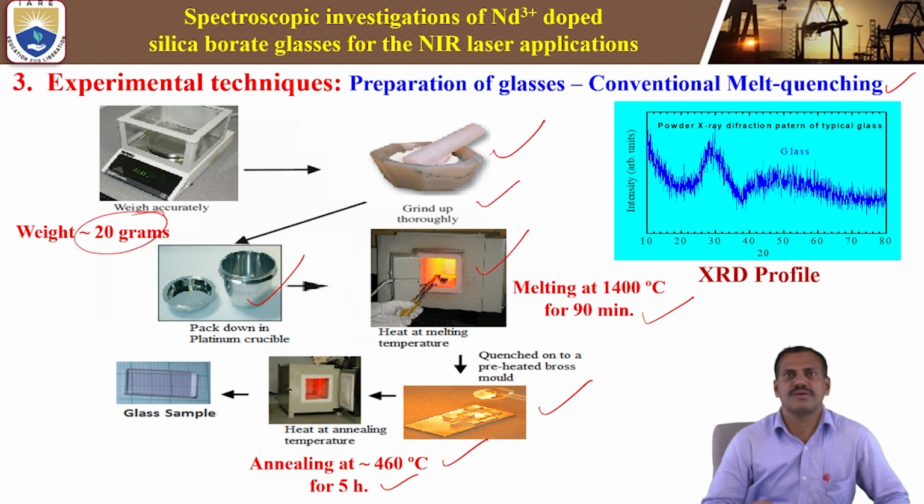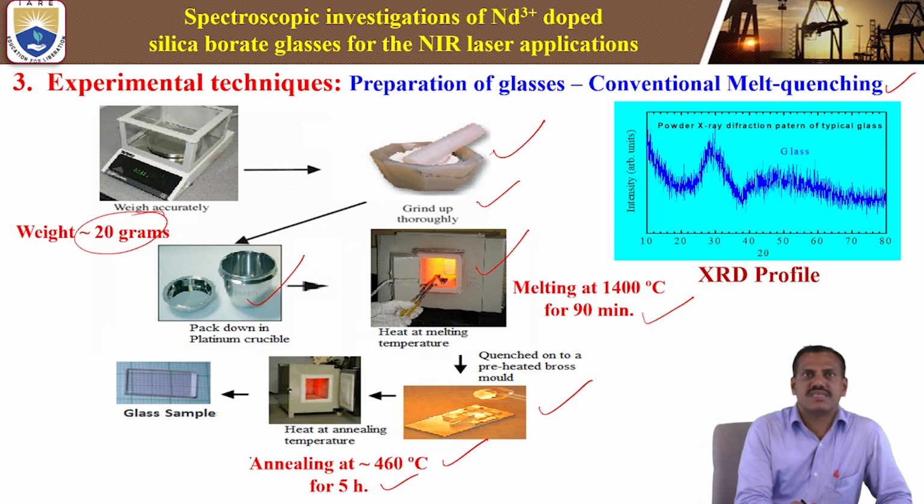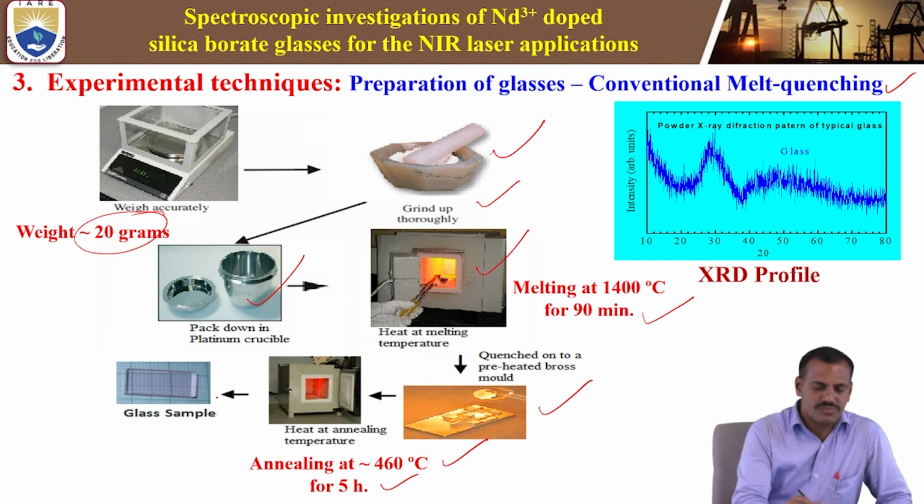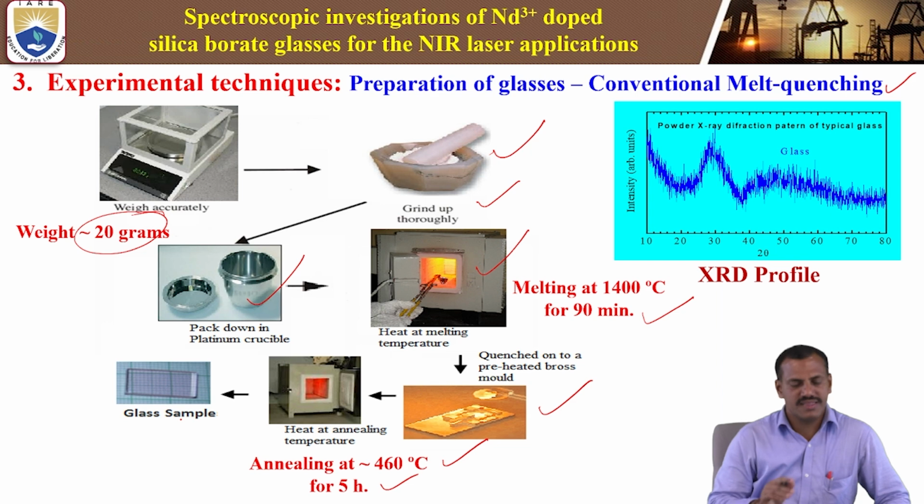After cooling down from 460 degrees centigrade to room temperature, we take the glass sample, cut it to the required sizes, and polish both sides, front and back, well using some cerium powder. Then the glass sample will be sent for characterization.